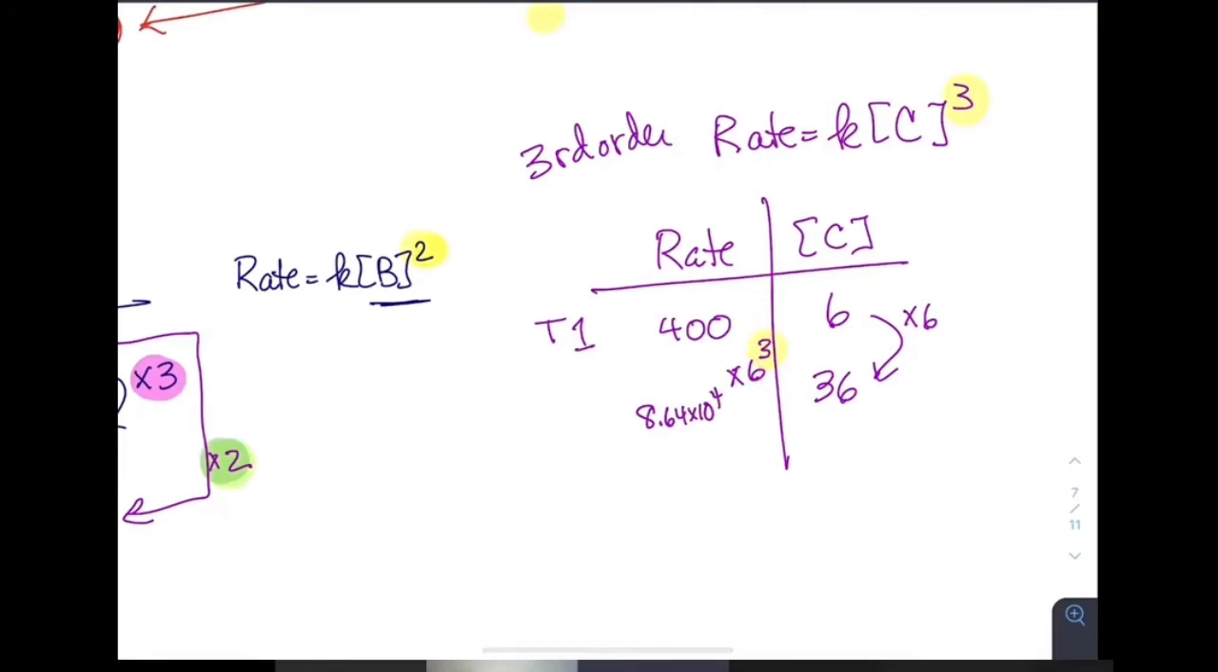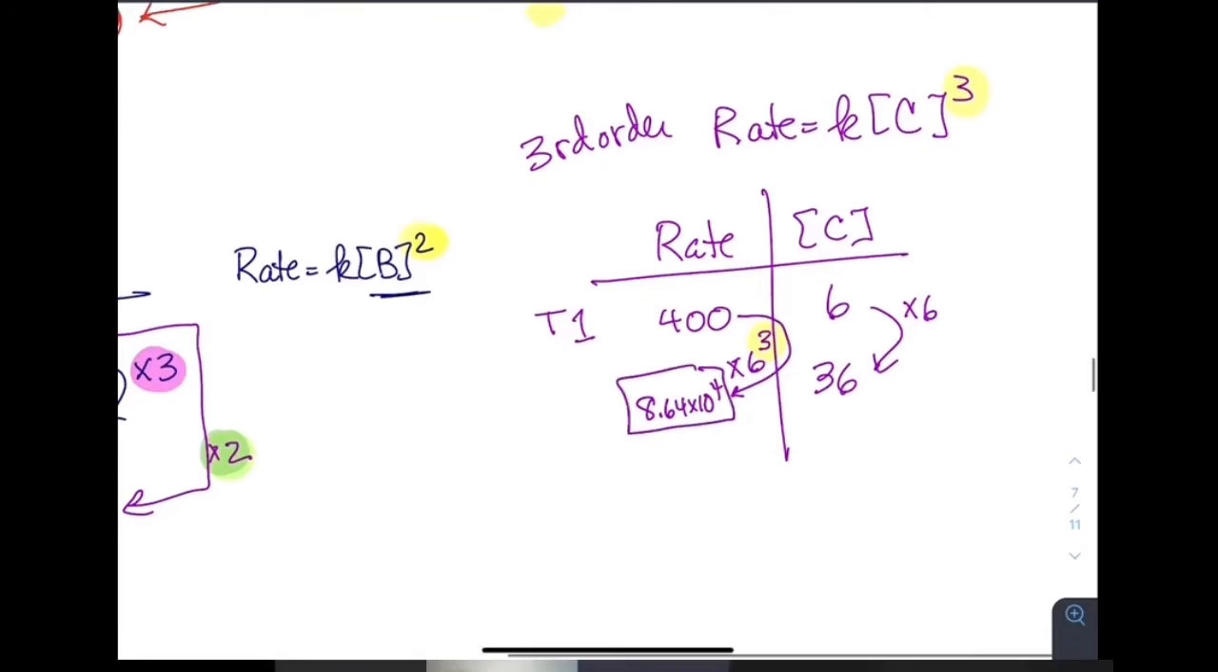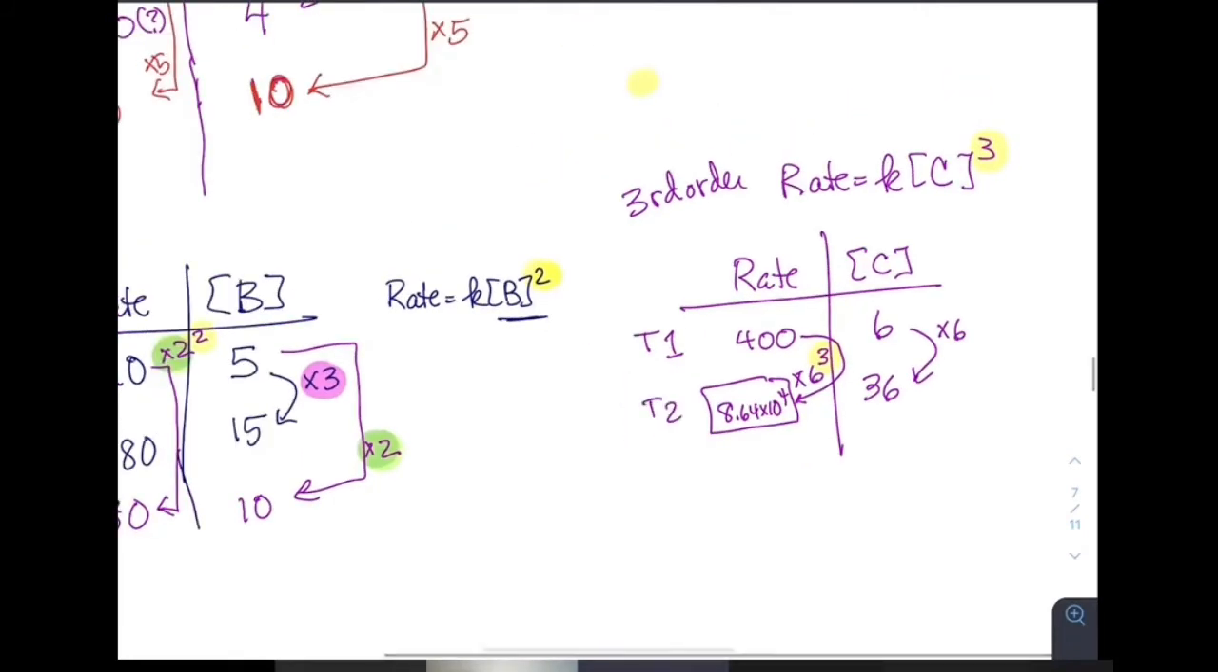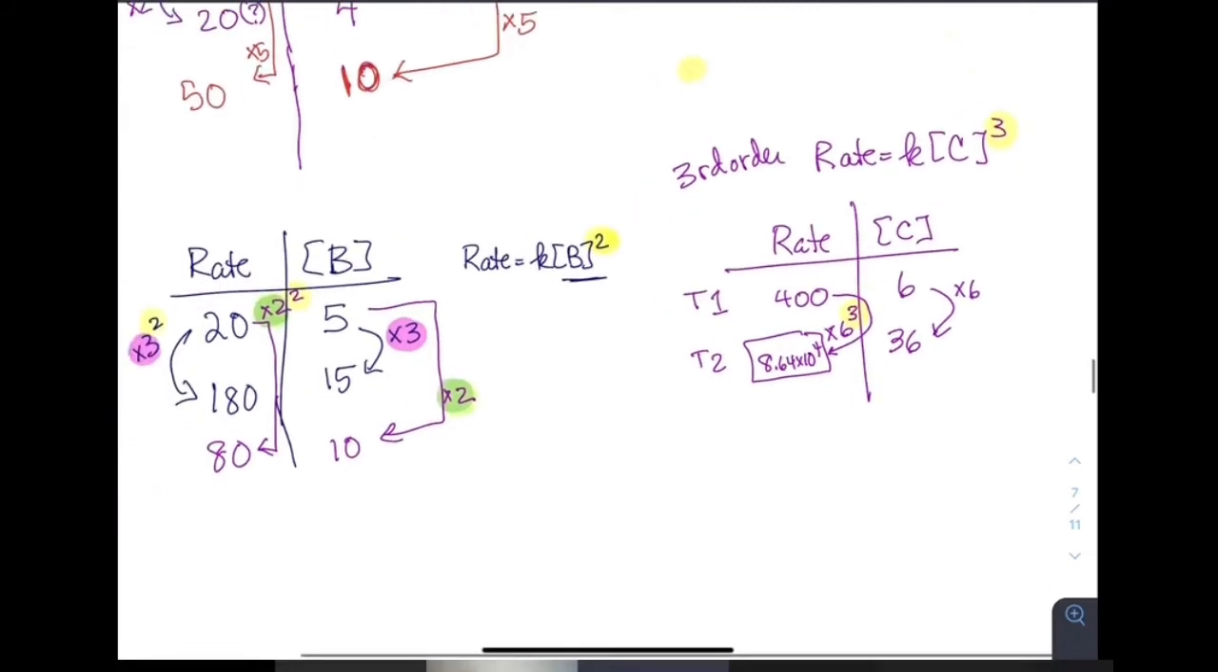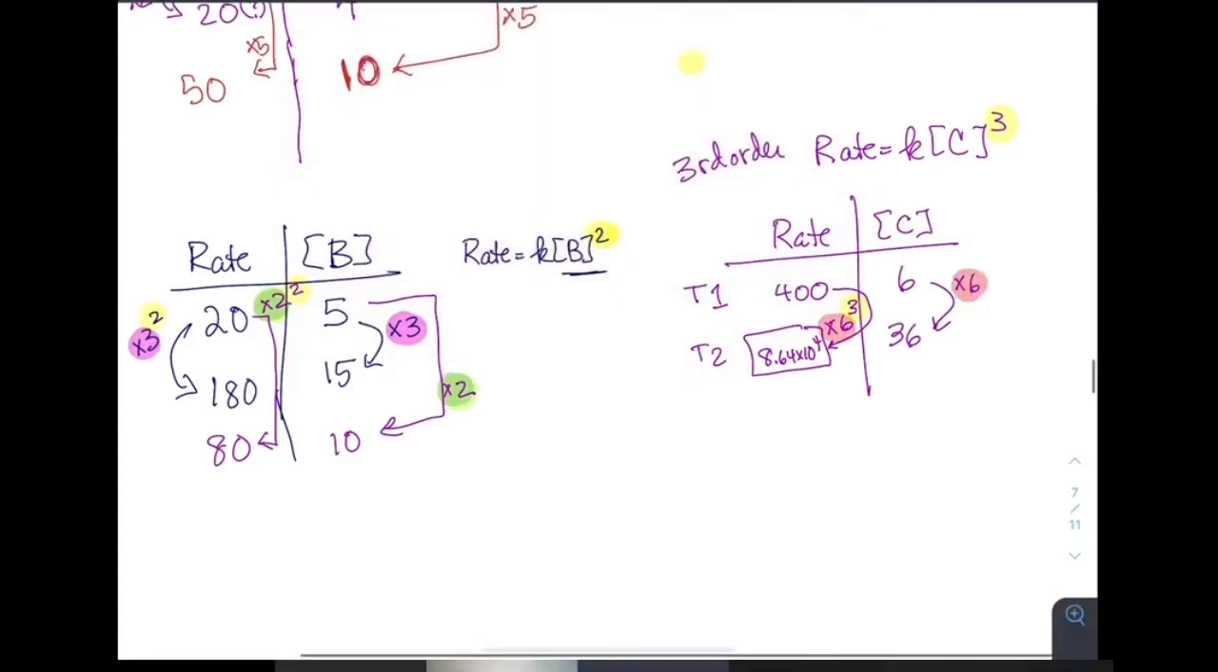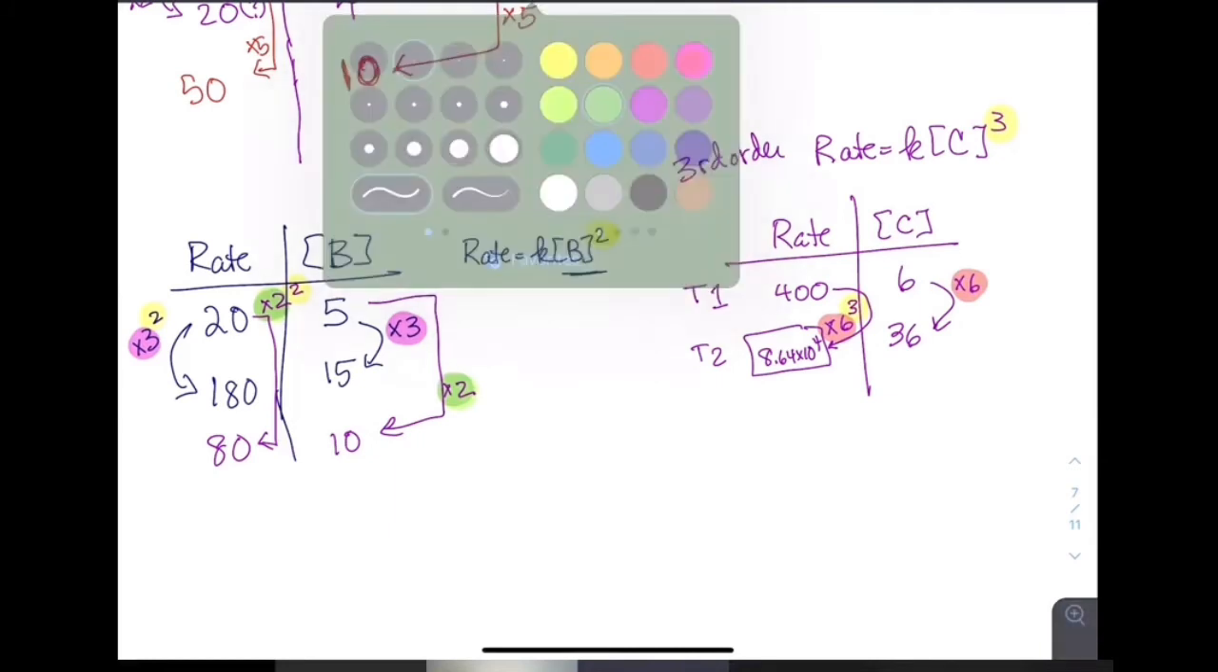All right. So that's the new rate for trial 2. Again, I can get exactly the same answer by solving for K in trial 1 and plugging it back into the equation, but recognizing this pattern is important. And again, just to be clear, this times 6 is because the concentration went times 6. The cubed is because it is third order.